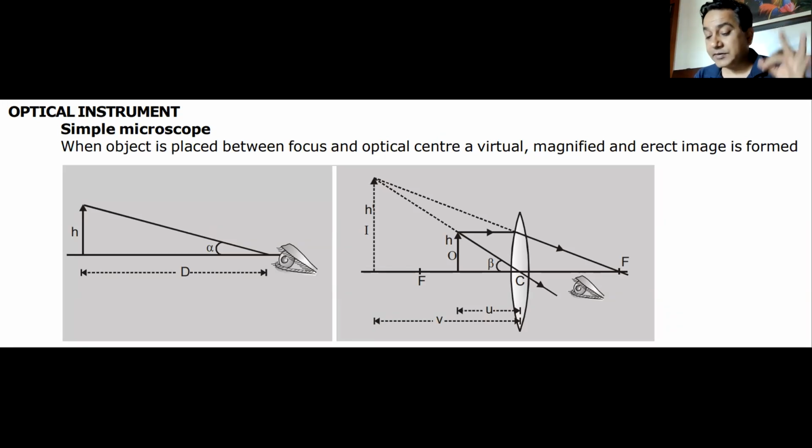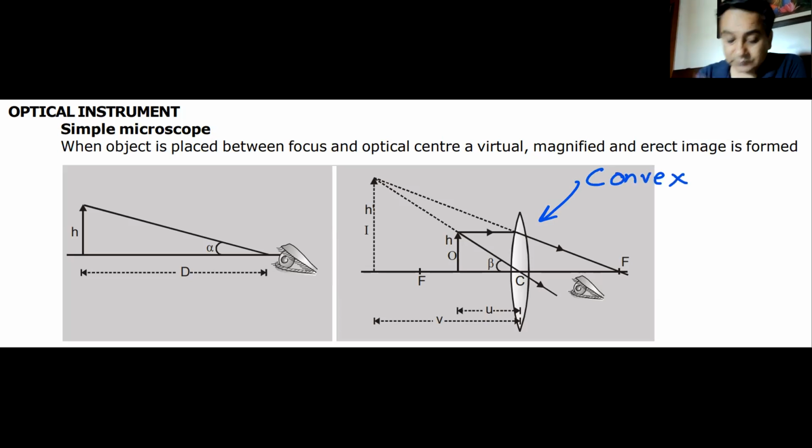Now, what does a simple microscope do? A simple microscope basically consists of what? You can see here, this is a simple microscope. I hope you can see it on the bigger screen. It simply consists of a convex lens. Now remember, this is the focal point of this convex lens. The object is placed between the focus and the pole. Do we see this? Yes or no?